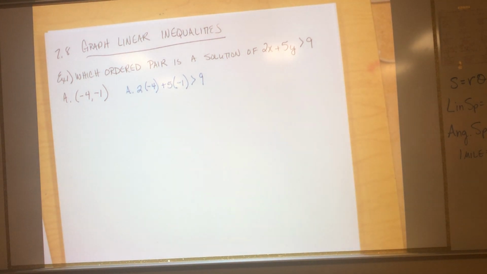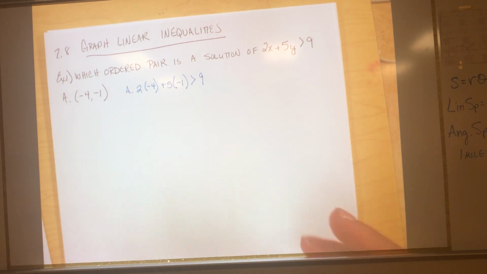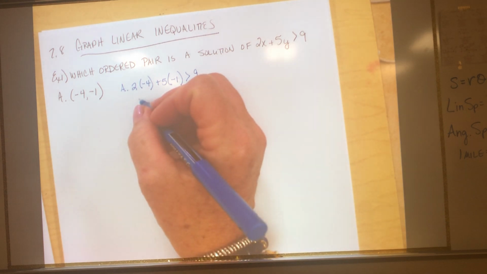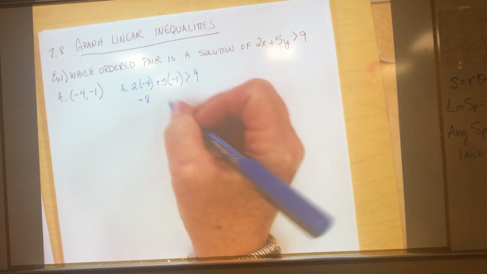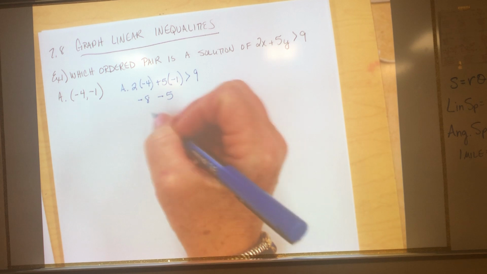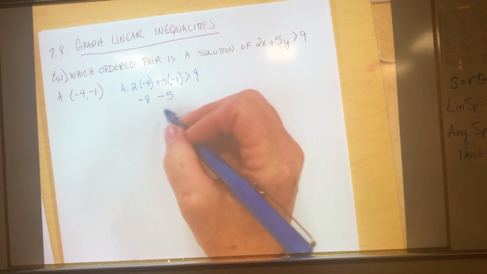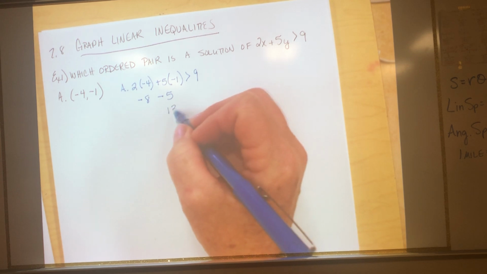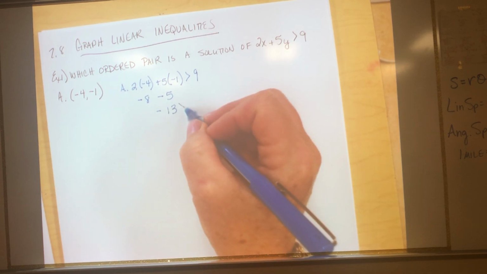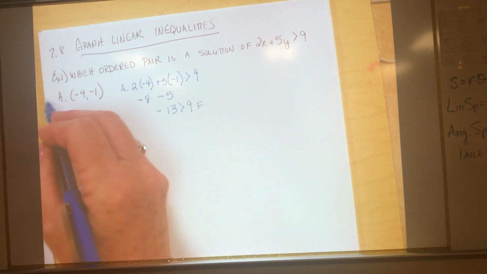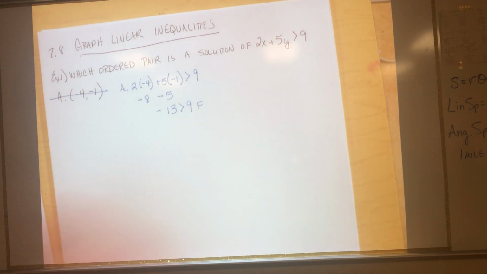Okay? Do you see what I'm saying? If it's not a test, then I'm gonna work on my multiplication facts, okay? What's 2 times -4? What's 5 times -1? These are like signs. What do you do with like signs? And 8 and 5 make what? 13? And the sign of both is negative. -13 is greater than 9. True or false? False. It ain't A. Okay? Let's try B.